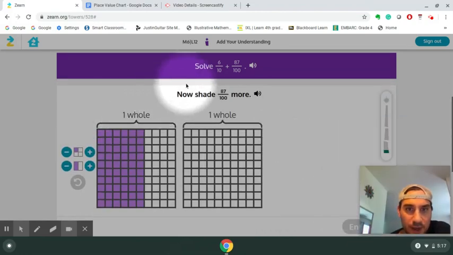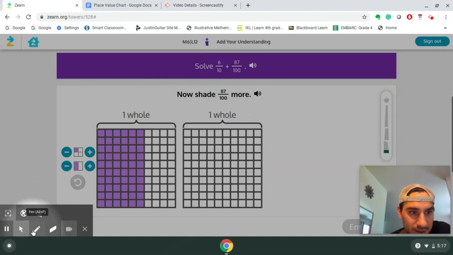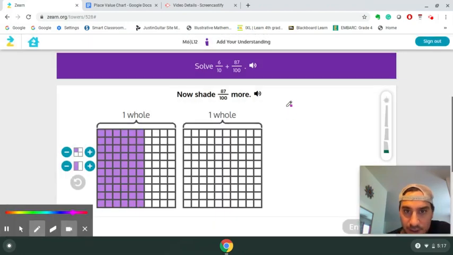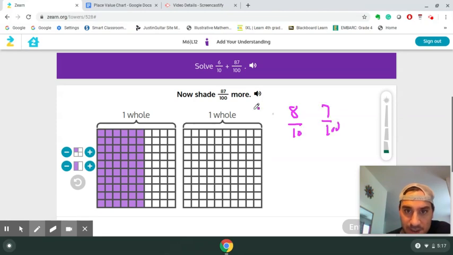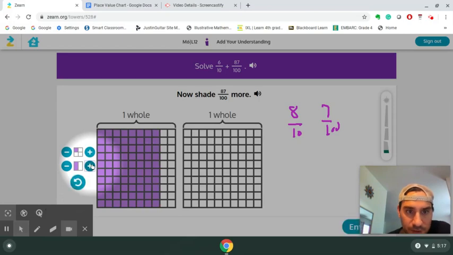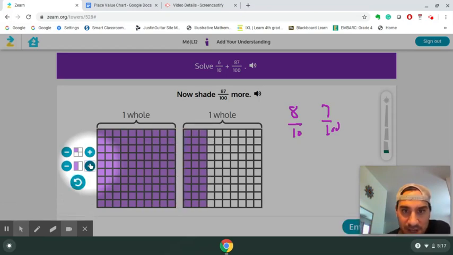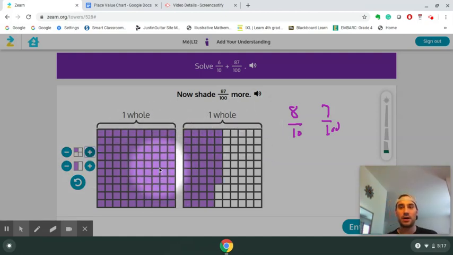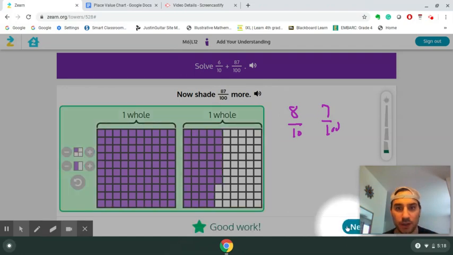We're climbing. All right, now shade 87 hundredths more. Well, let's do it by tenths to start. 87 hundredths is like saying 8/10 and 7 hundredths. So let's start with our tenths. 1, 2, 3, 4, 5, 6, 7, 8 more tenths. And then I'm going to do 7 hundredths. 1, 2, 3, 4, 5, 6, 7. This should be 87 more hundredths. Make sure you're counting to double check. Good work.